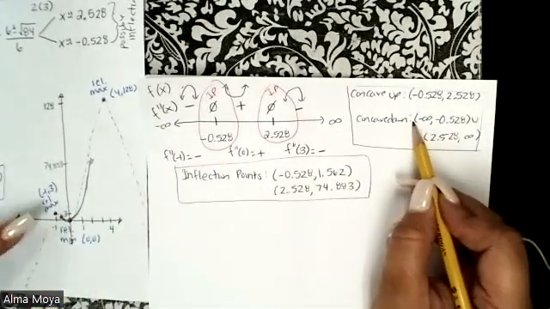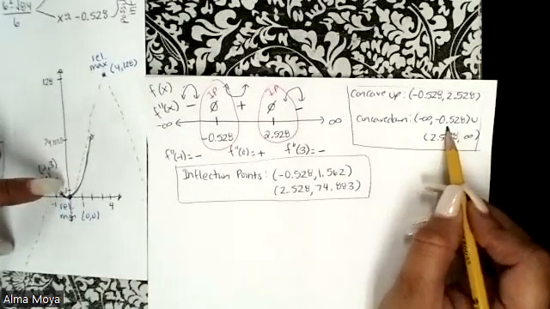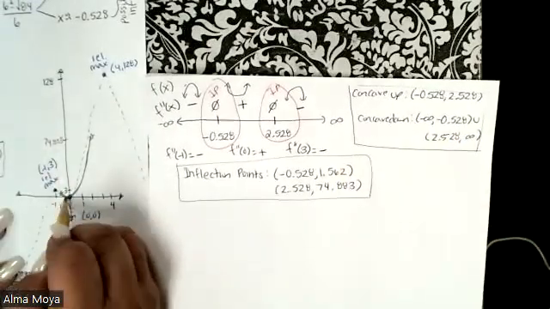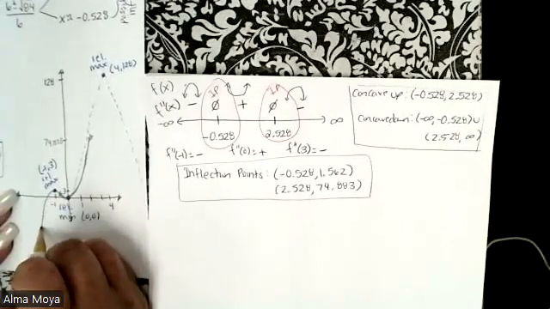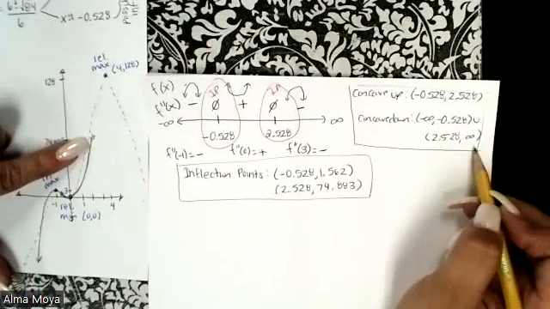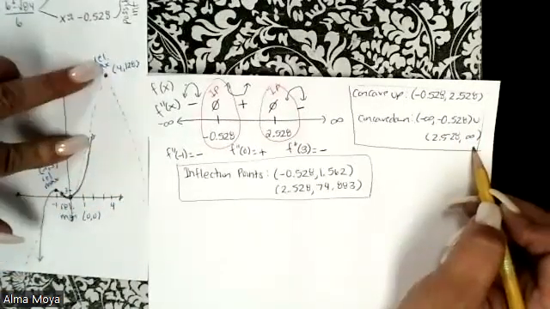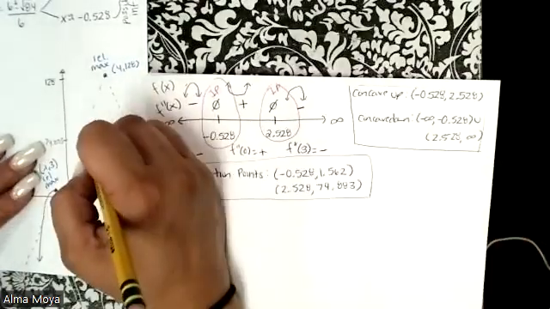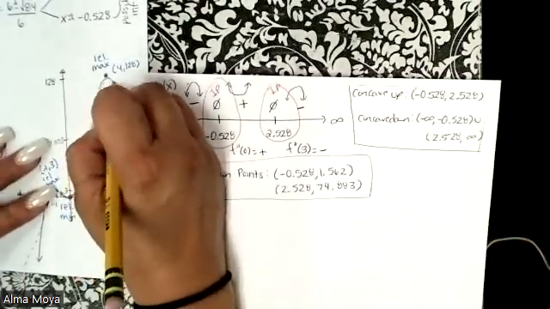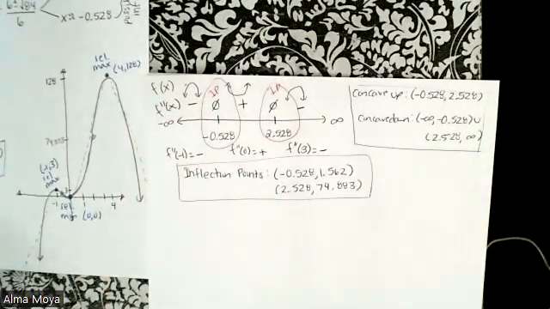Now your concave down is from negative infinity to negative 5.28. And because you have a maximum there, you're going to see the full shape going down. And then from 2.58 to positive infinity, because you have a maximum, you're going to see the full shape downward. And make sure you hit that maximum. And that's what the graph is going to look like.